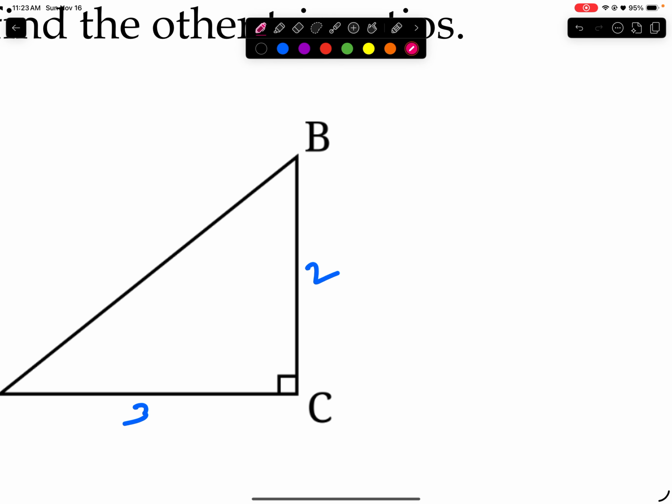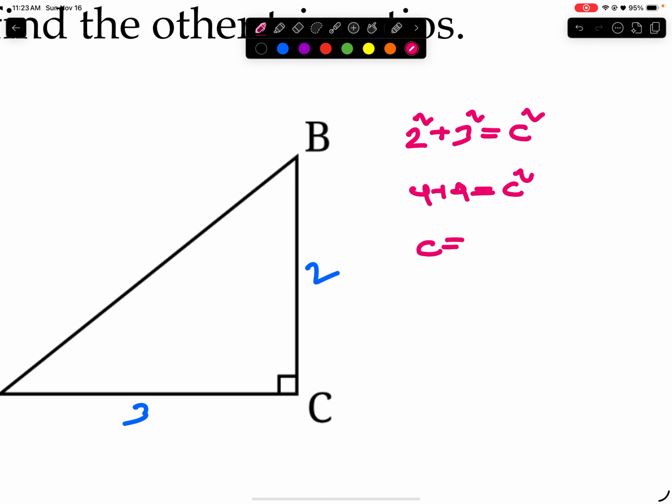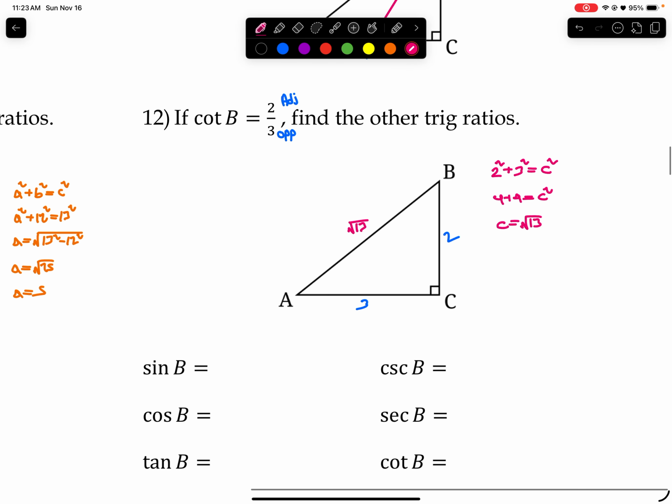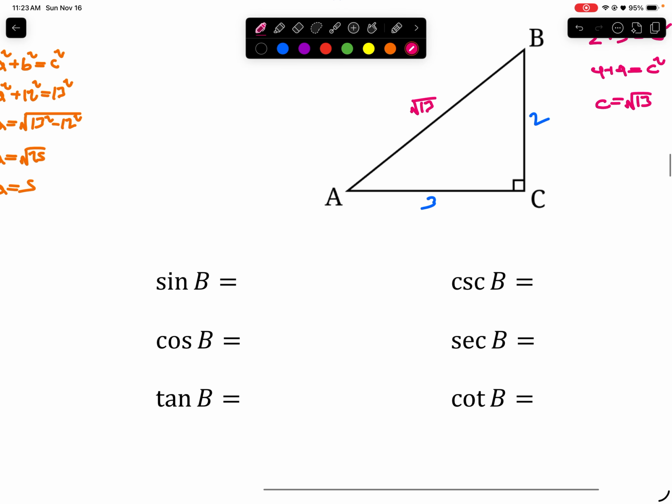Okay, so with this one, 2 squared plus 3 squared is going to equal c squared. So this is going to be 4 plus 9 is going to equal c squared. So c is going to equal the square root of 13, which doesn't simplify, so you're just going to leave it as square root of 13. Okay, so now I'm ready to do my trig ratios.